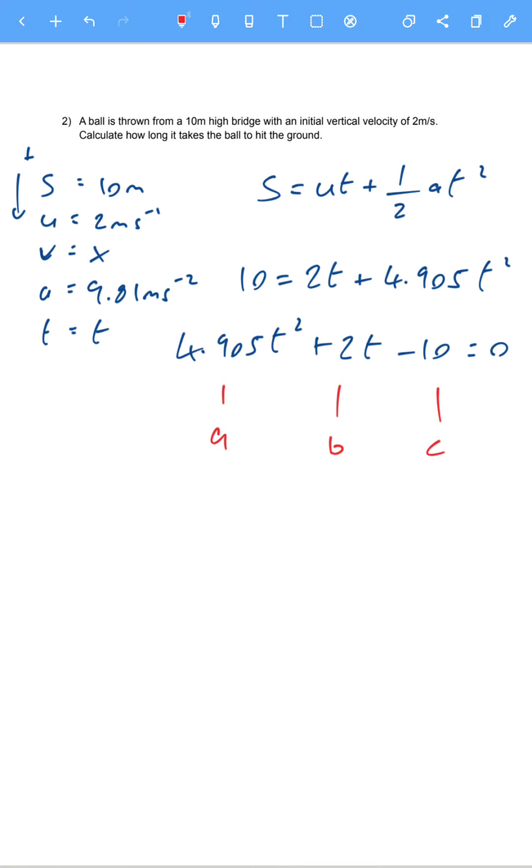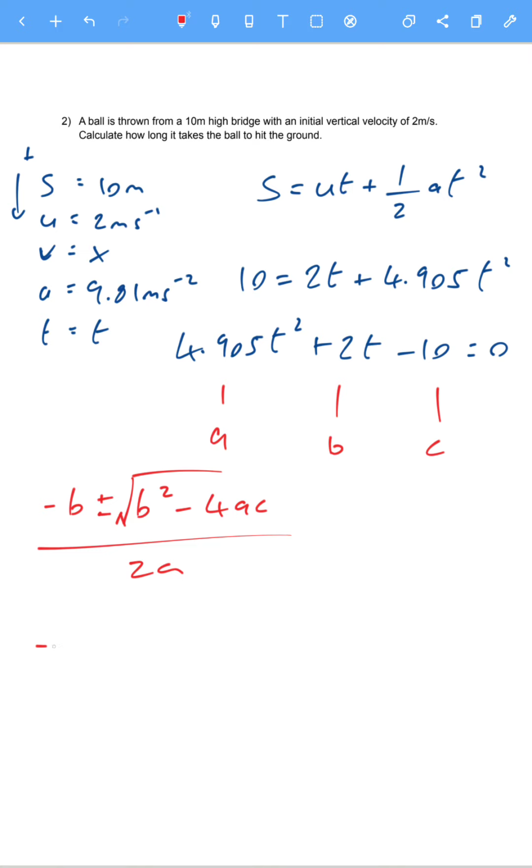So if you can remember, or if you didn't know any of this but you want to have a go at it now, I suggest you use the quadratic formula or look it up and use it. For those that can remember it, it would be minus b plus or minus the square root of b squared minus 4ac, all divided by 2a. And then we just need to put our numbers in.